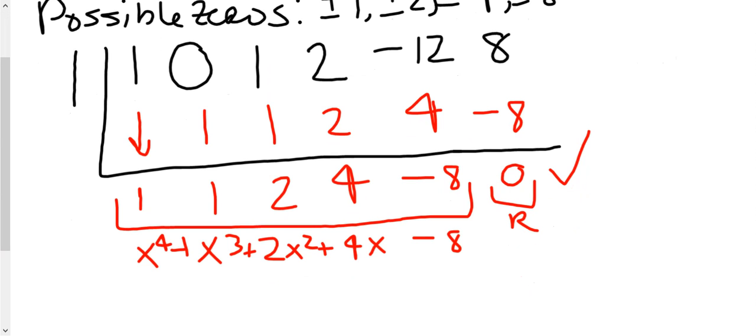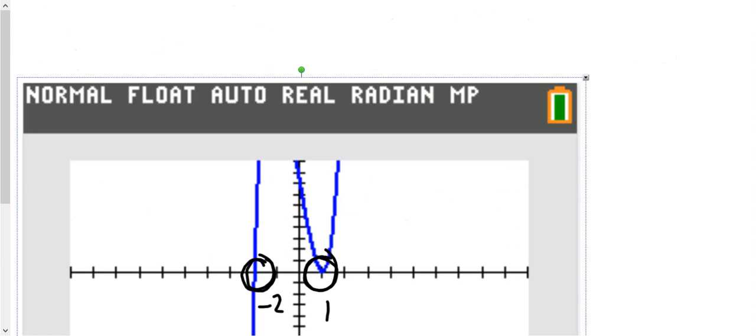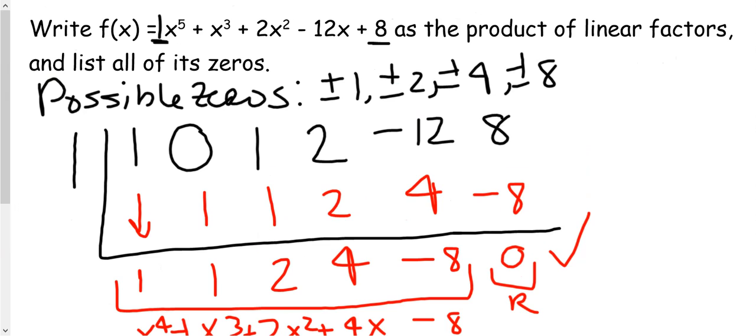So what I'm left with is x to the fourth plus x to the third plus 2x squared plus 4x minus 8. So I'm going to use those coefficients from there and do the next part of my problem. For this, I'm going to use my other solution that we found here, which was a -2, and I'm going to use that for my next round of synthetic division.